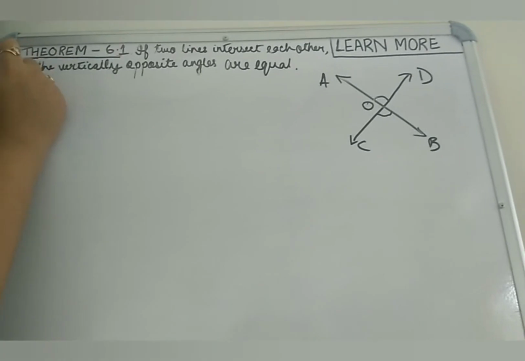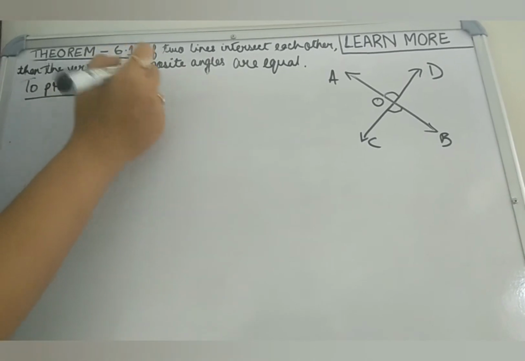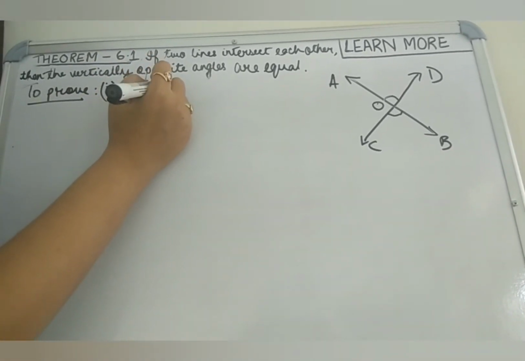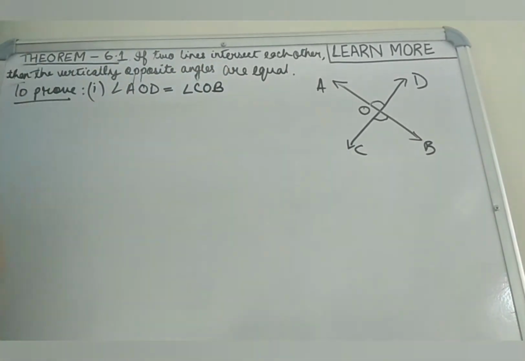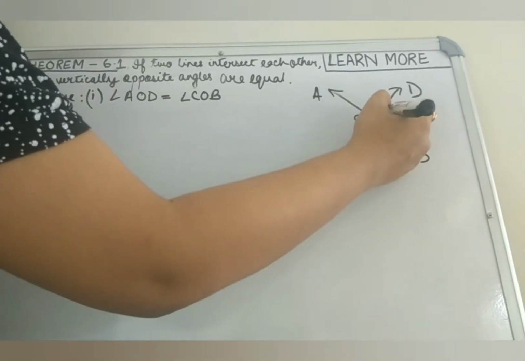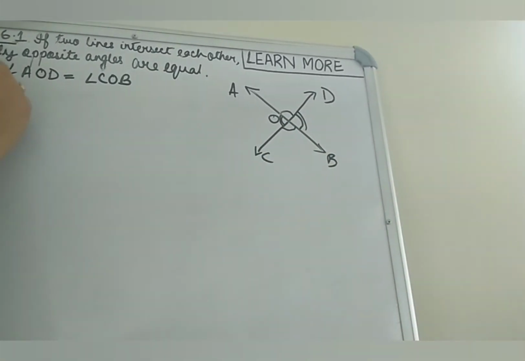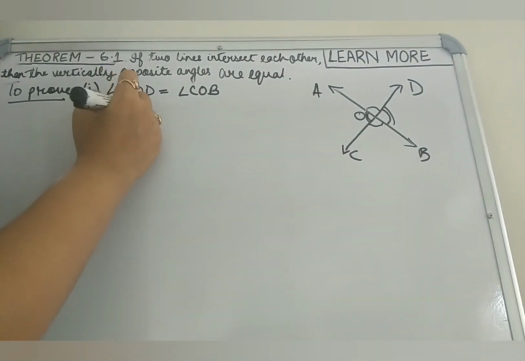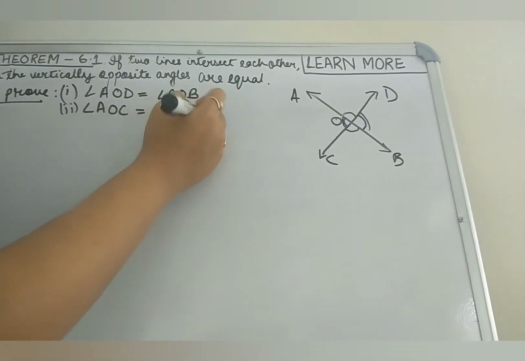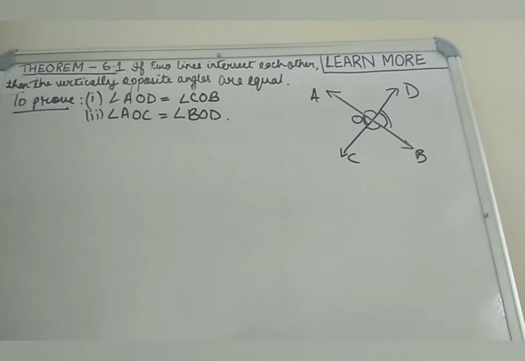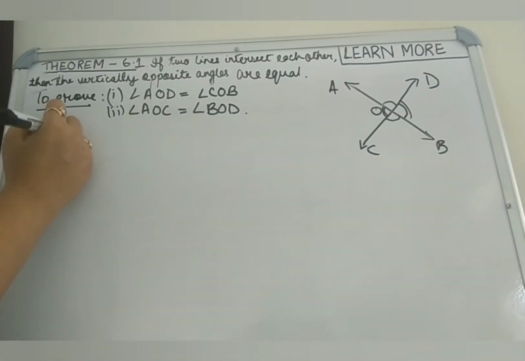So we have to prove that, number 1, angle AOD equals angle COB. These are the vertically opposite angles, and we also have another pair of vertically opposite angles, that is angle AOC equals angle BOD. These are the two pairs of vertically opposite angles, and we have to prove that they are equal. So let's prove it now.